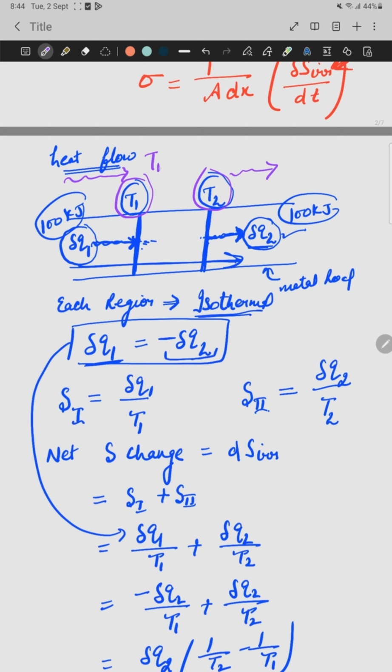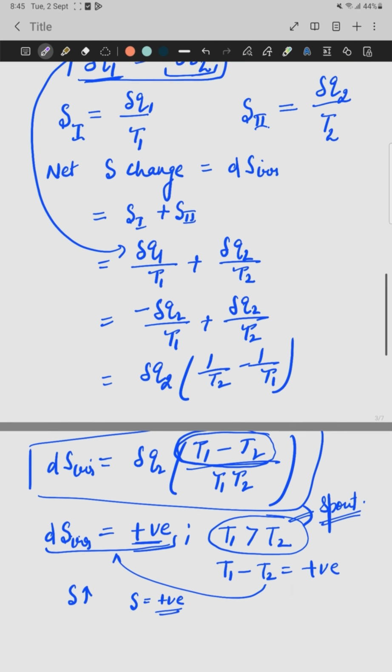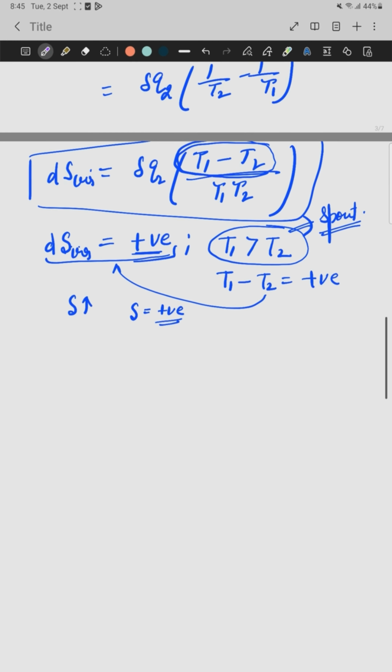So always T1 should be greater than T2, and we already know heat always flows from a region of high temperature to a region of low temperature. The spontaneous flow is always from the high temperature to the low temperature, and this is also proved by this expression.